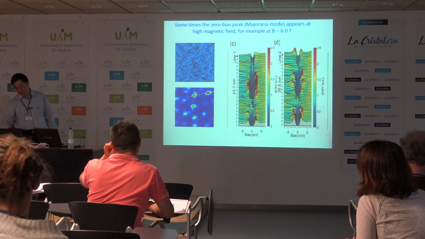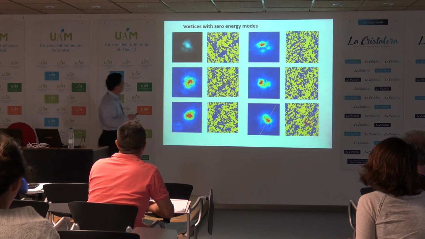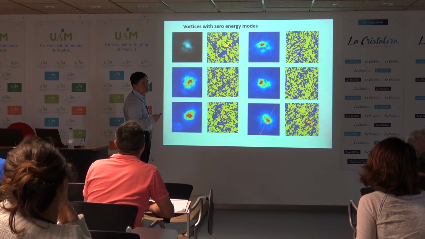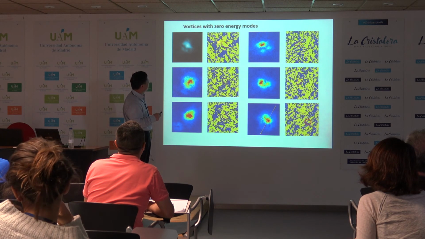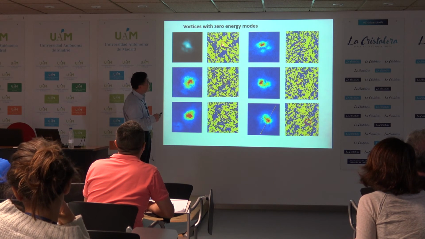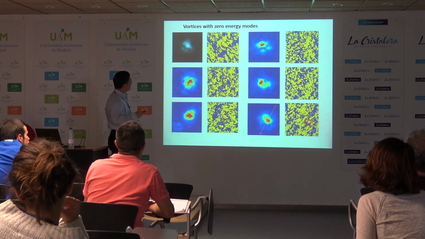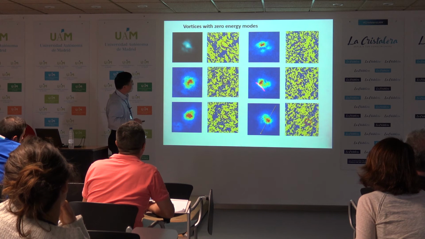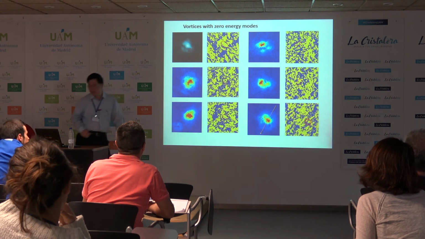Okay, so then let me show, we also did statistics on the so-called ratio of the tellurium and the selenium. For example, this yellow area shows the tellurium atoms. So here you can see that all these vortices show the zero bias conductance peak. For some areas you can see dense tellurium, but somewhere you don't see very dense tellurium. Yeah, here is not very dense.